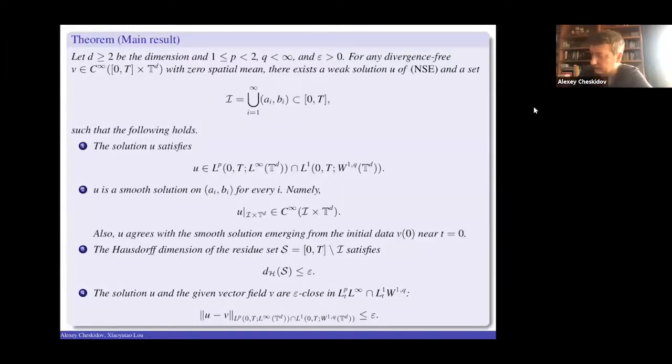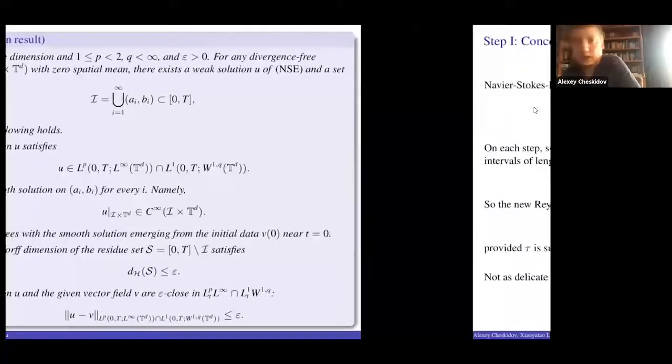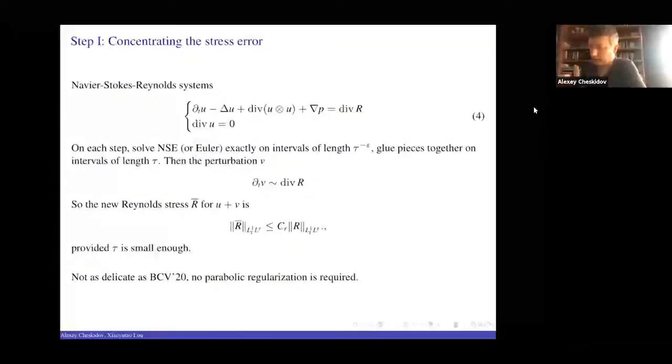The solution is in L^p L^∞. u is smooth on all the intervals (a_i, b_i). So these are intervals of regularity for the solution. The Hausdorff dimension of the singular set is less than epsilon, so epsilon is an arbitrarily small constant. And u is arbitrarily close to the initial function that we started with. So this is the main theorem. Now maybe I'll just say a few words about the proof.